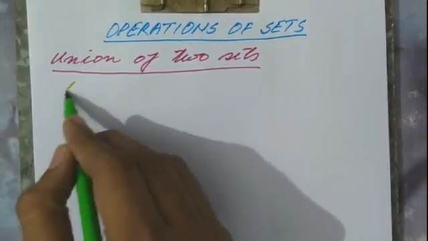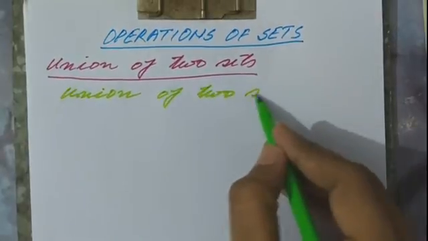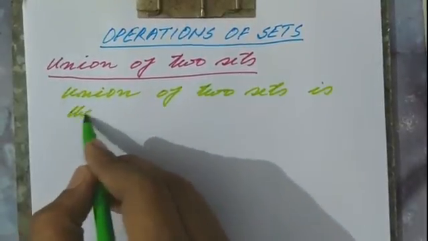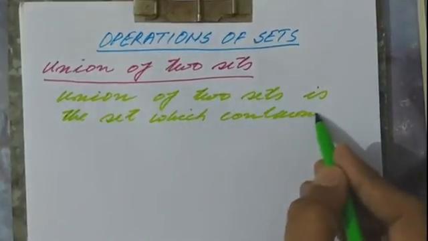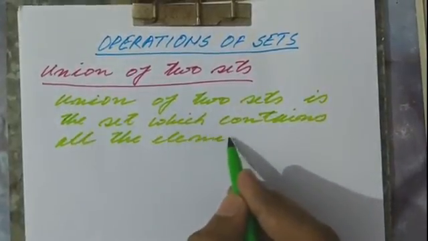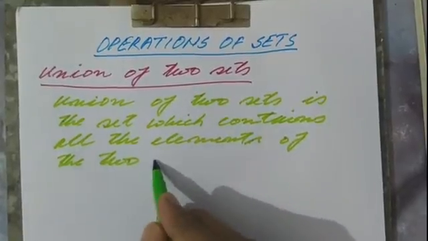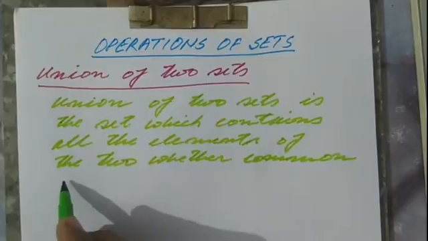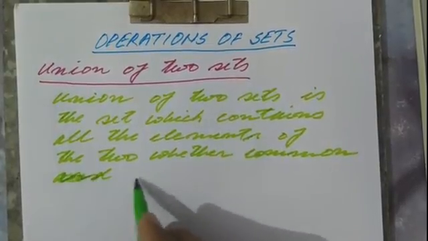So the union of two sets is the set which contains all the elements of the two sets, whether common or uncommon.